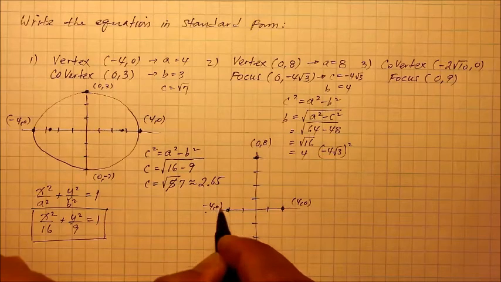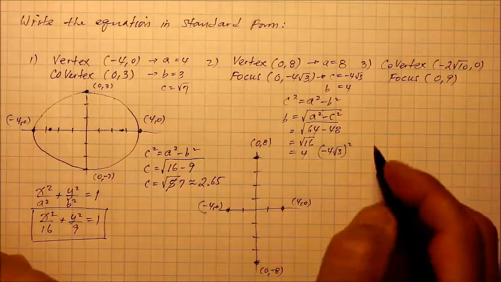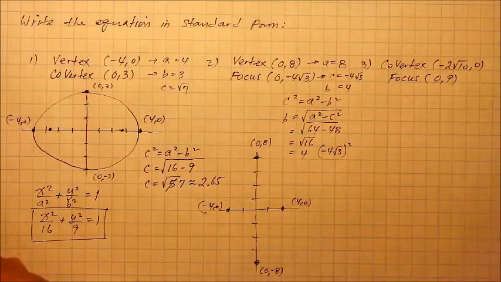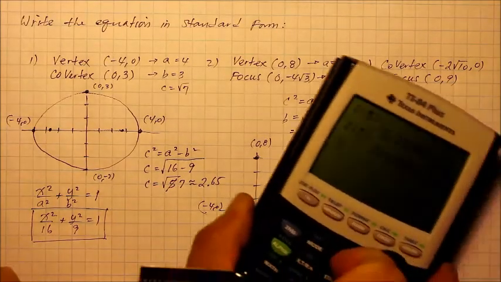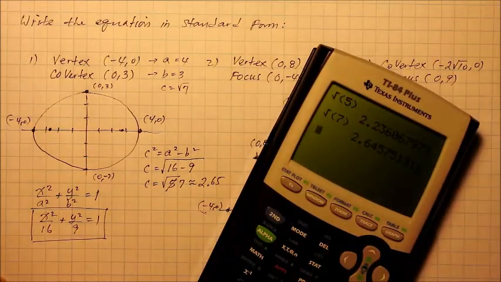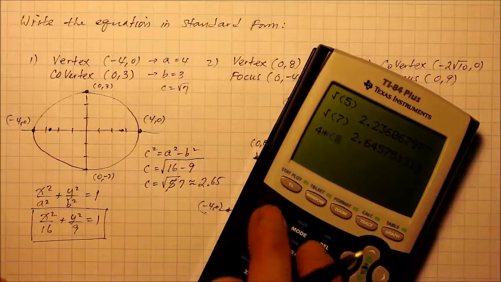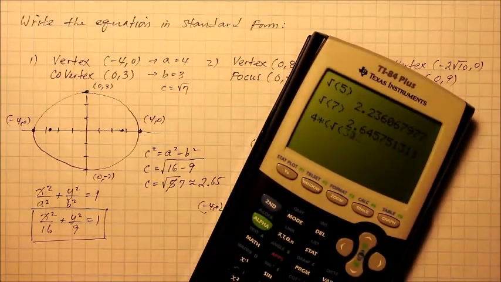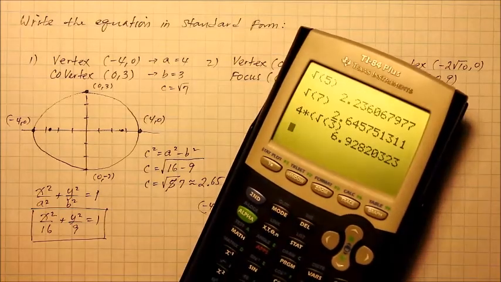So 4 and 0, and on the opposite side, negative 4 and 0. And what are the foci? That's going to be negative 4 square root of 3. And what approximately is negative 4 square root of 3? Let's see. 4 times the square root of, what did we say? 3. When you get old, things just go away from your mind real quick.